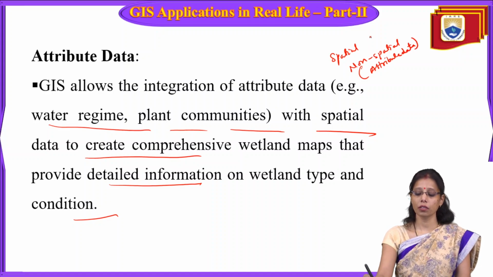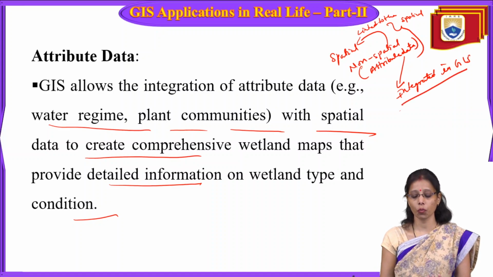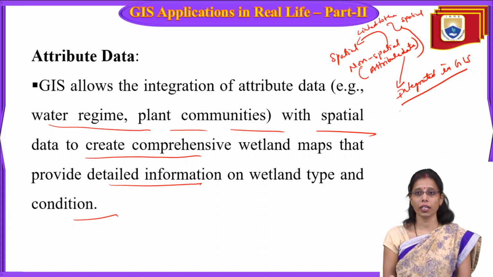So these two are integrated in GIS. When spatial and non-spatial data are combined together, when the non-spatial data is linked to the spatial data, it is called integrated in GIS. The data are integrated in GIS to get the output of that area, or the result of that map, and wetland maps that provide detailed information on the wetland type and condition.